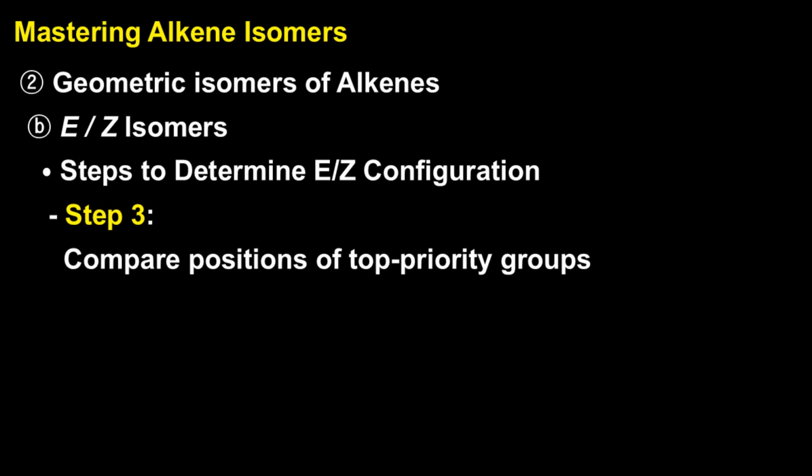Now let's move on to step 3, and this is the final step. All we need to do now is compare where the 2 high priority groups are positioned. Are they on the same side of the double bond? If so, it's a Z isomer. Are they on opposite sides? Then it's an E isomer.